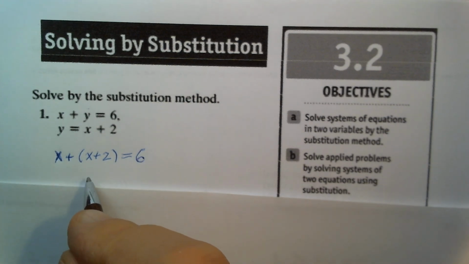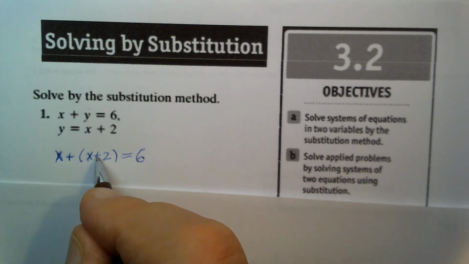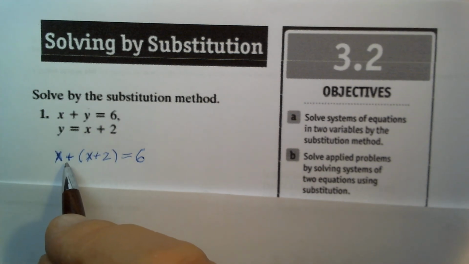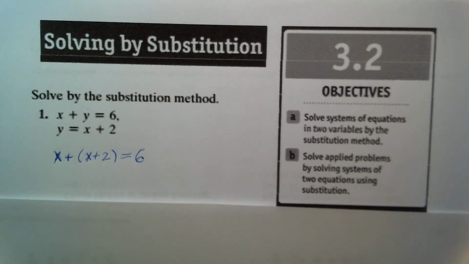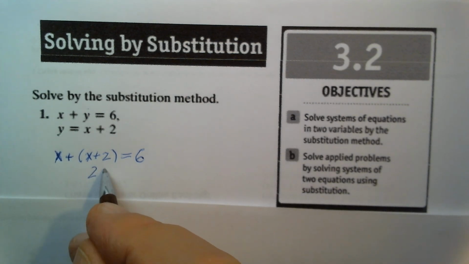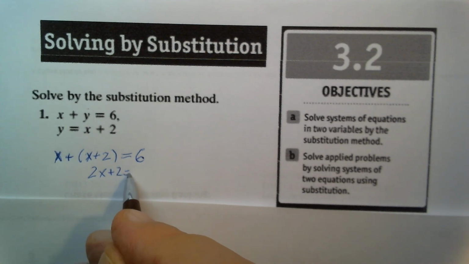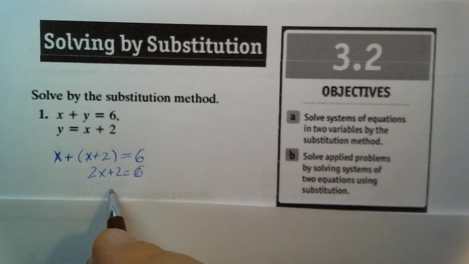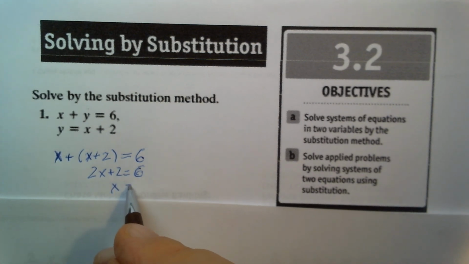So what happens here now is we simplified the problem. Instead of dealing with two equations and two variables, now we have one equation and one variable. And of course, we have done that many, many times before. And so we just combine like terms. So 2x plus 2 equals 6. So we solve for x. So then x equals 2.